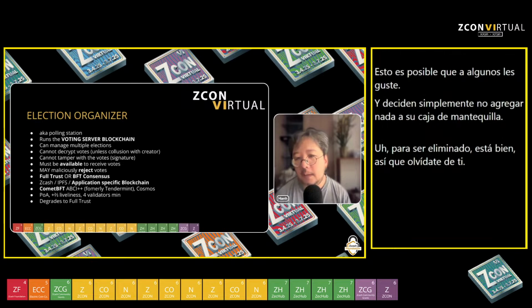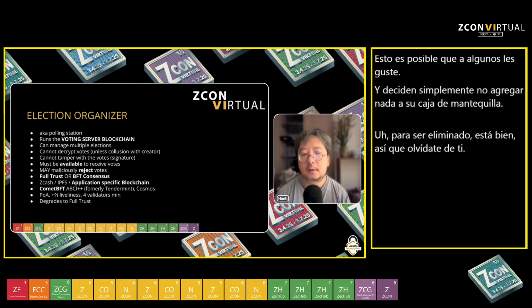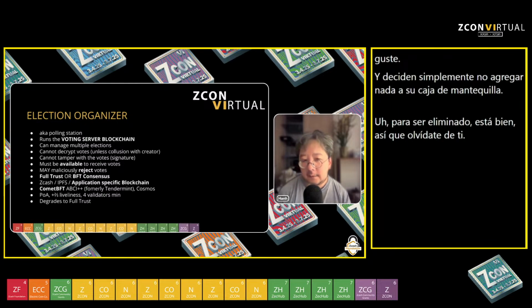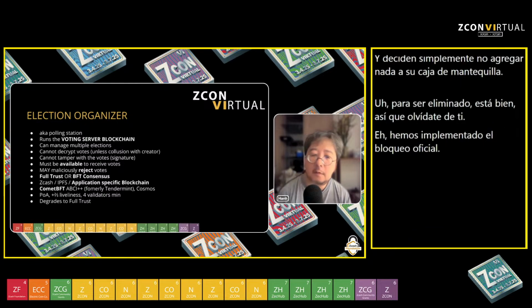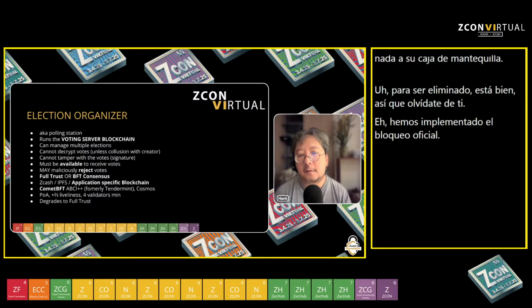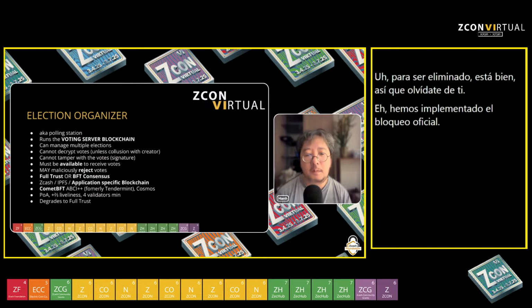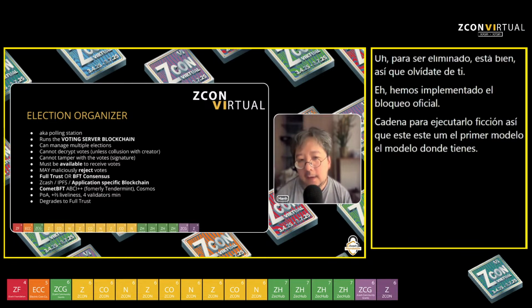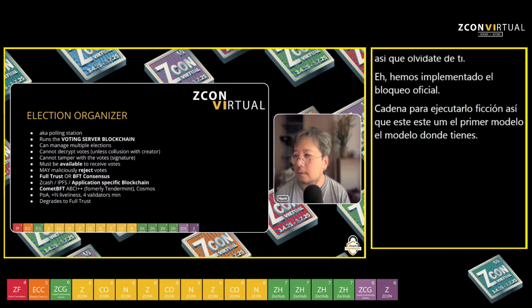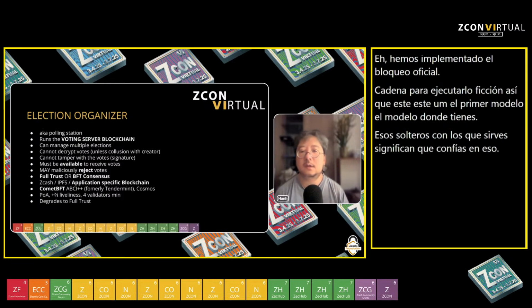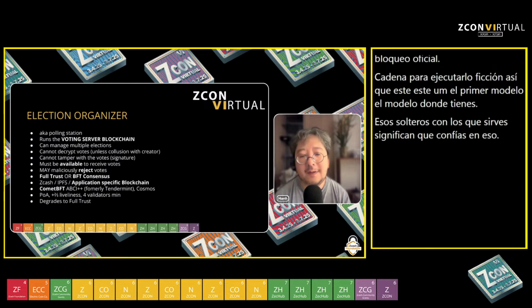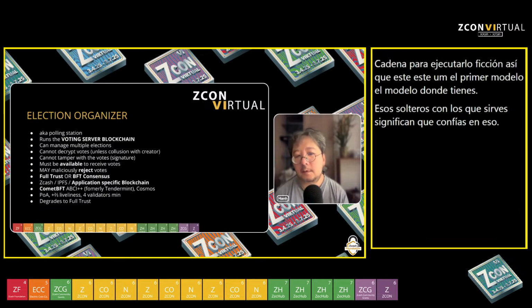We have implemented a special blockchain to run the election. So there's the first model, the model where you have a single voting server, which would mean that the electors trust that entity, the voting server, to run the election honestly. That's the full trust model.